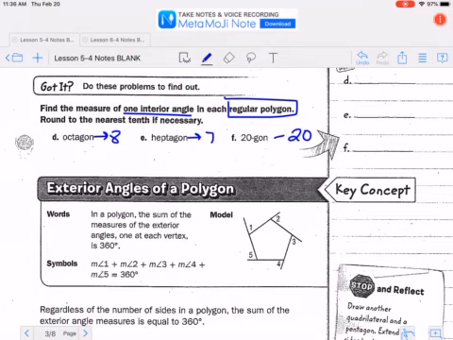Okay, so same thing as before, you're going to find the sum of the measures of an octagon, heptagon, and a 20gon, and then divide by how many total angles there are, which is the same as the number of sides. So divide by 8 for an octagon, divide by 7 for a heptagon, divide by 20 for a 20gon. Now I would like you to go ahead and pause this video and figure these out on your own.